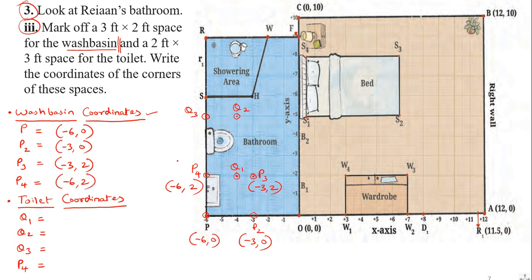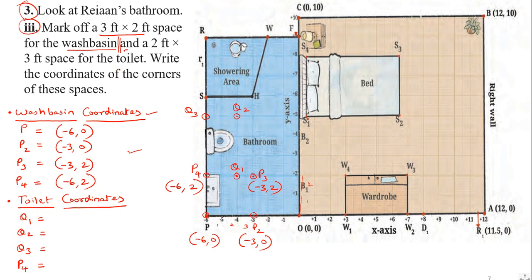They had asked us to mark 3 by 2, and I have marked 3 by 2. This is 1 unit, 2 and 3, and along y it is 1 unit, 2 units. So P, P2, P3 and P4: I have marked all the 4 coordinates for the wash basin.